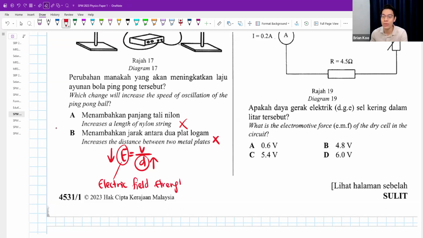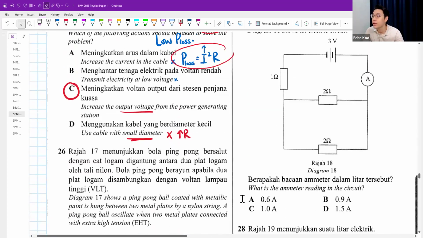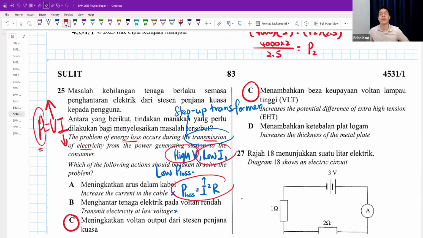Which makes sense. You put the two plates further apart, of course the field strength will be weaker. Okay, it won't oscillate faster. Increase the potential difference of the extra high tension. Yep, that's right. Because you increase the V, then the electric field strength also increases. Stronger means it will oscillate more.